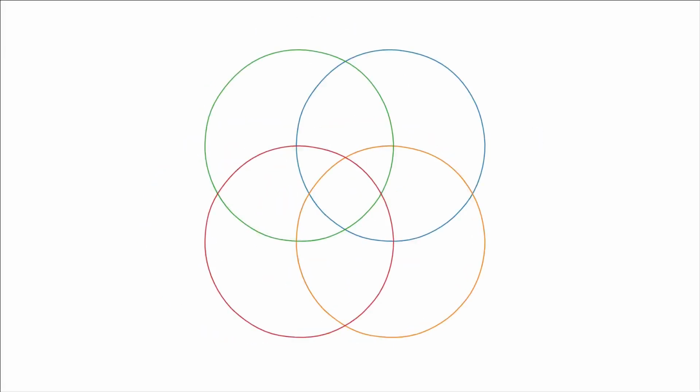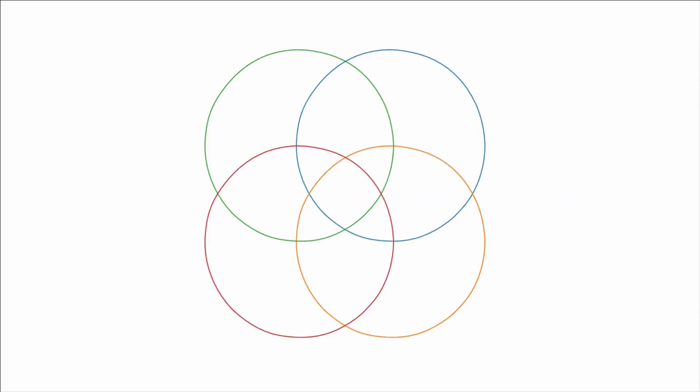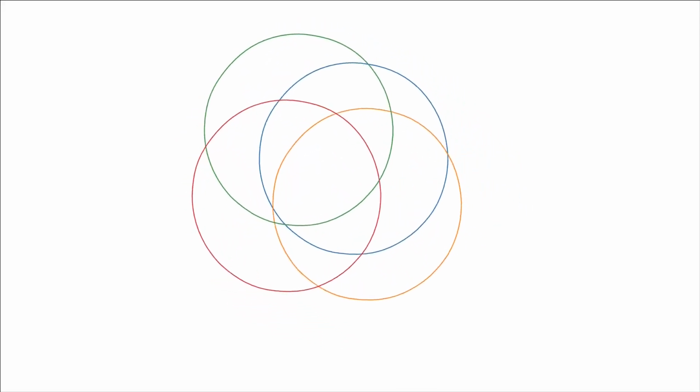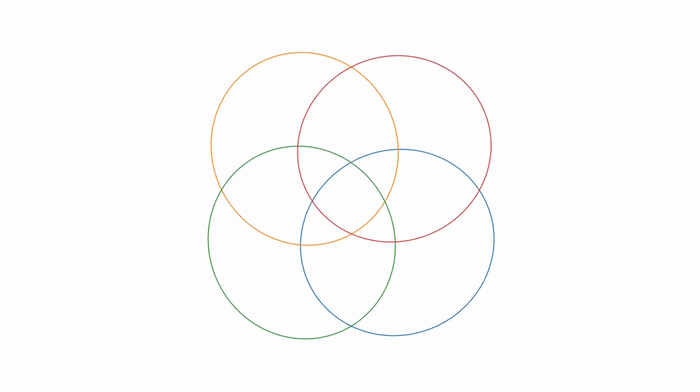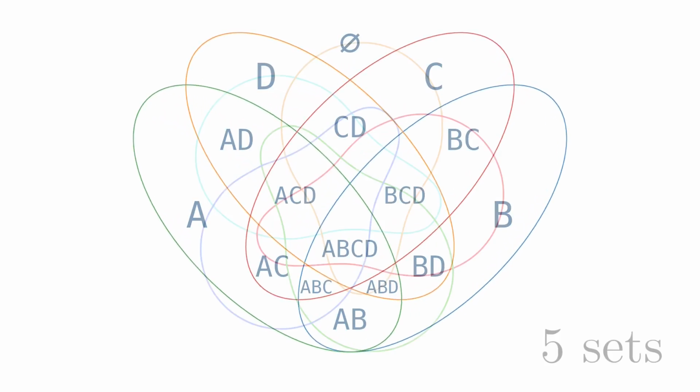For example, if we look at this figure made out of 4 circles, we're missing AC and BD. That is, the region inside A and C but outside B and D, and the region inside of B and D but outside A and C. If you give it a try, you see that it's not as easy to come up with a proper diagram for 4 sets. But it's possible nevertheless.